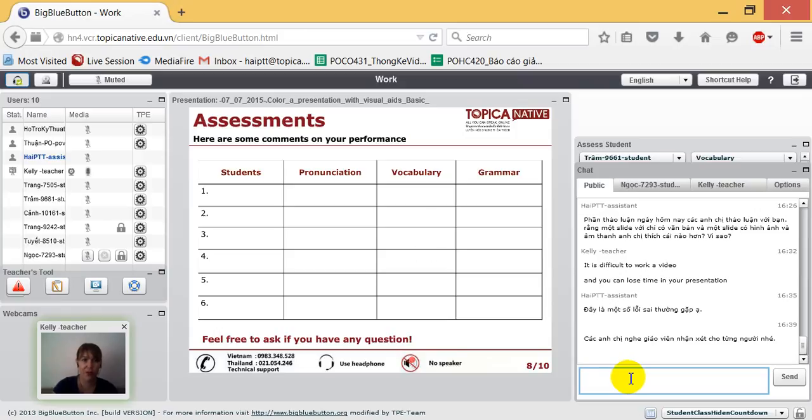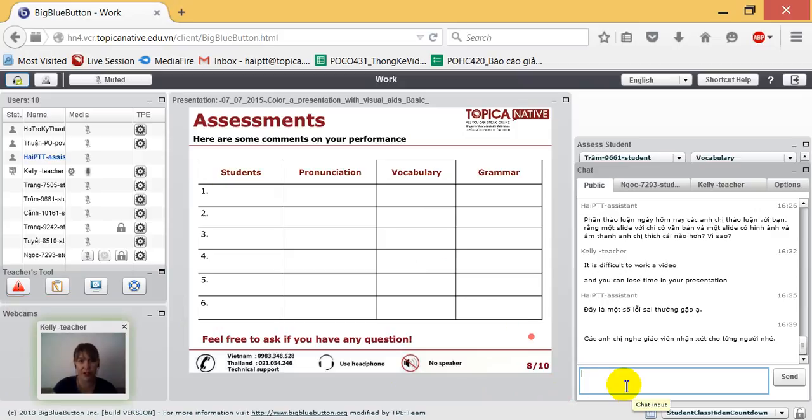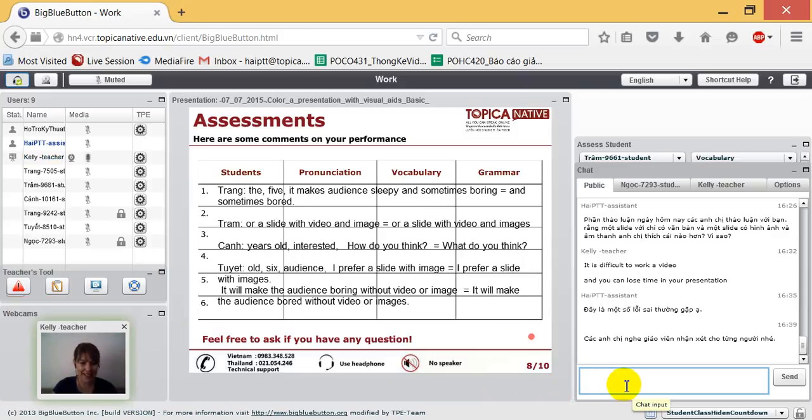Let's go over some individual corrections. And these are just some notes. We did some corrections as we went, and you're all doing fantastic. This is just a few extra notes to go over.